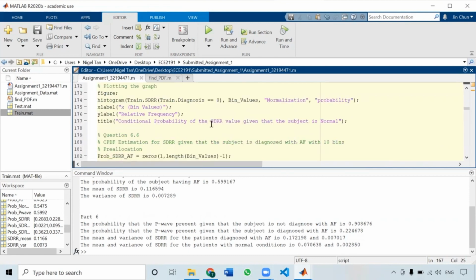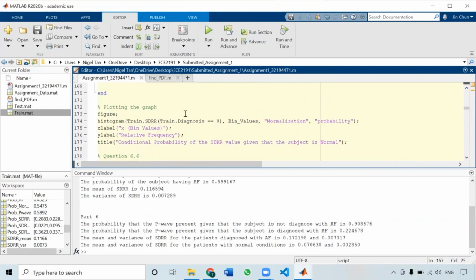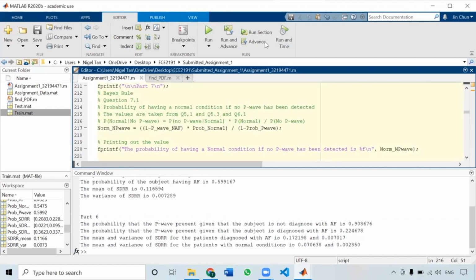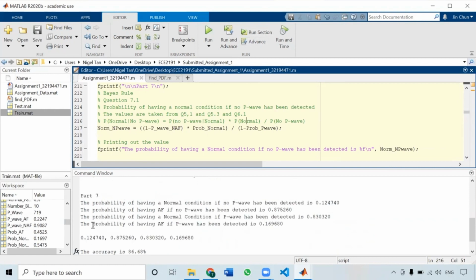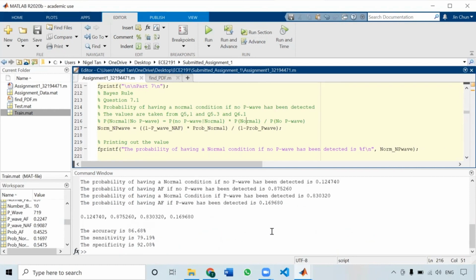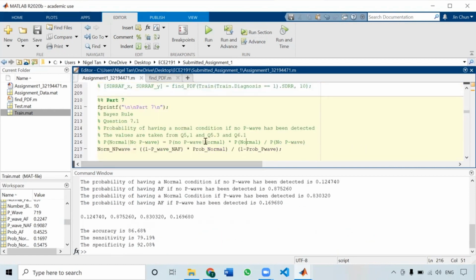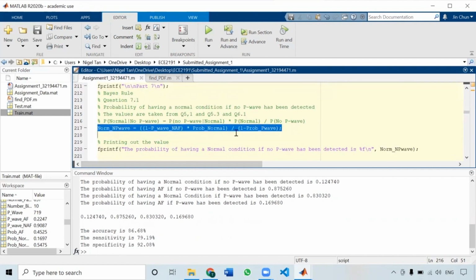Just use a for loop, and then from here we can plot the graph. That's exactly the same. So now question 7.1. This is the value that I got for part 7. The main concept I used is Bayes' rule. From here, I got the values from questions 5.1, 5.3, 6.1, and basically just use the questions from part 5 and part 6 to get our value.